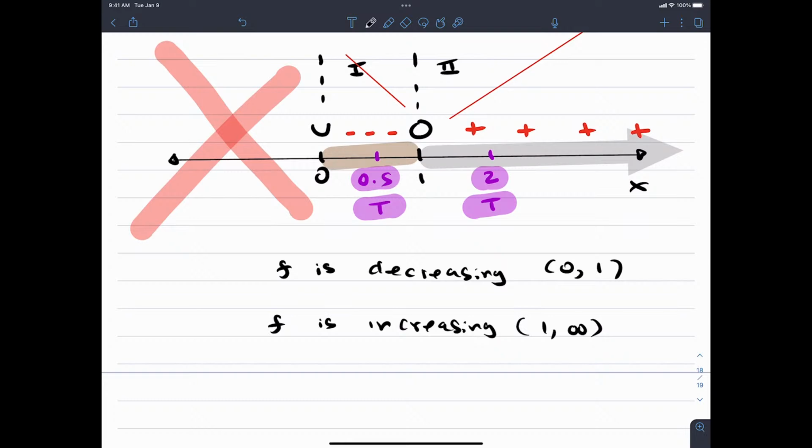Why don't I include the endpoints? This is another area where people make mistakes. Why don't you include endpoints on this? You guys know?